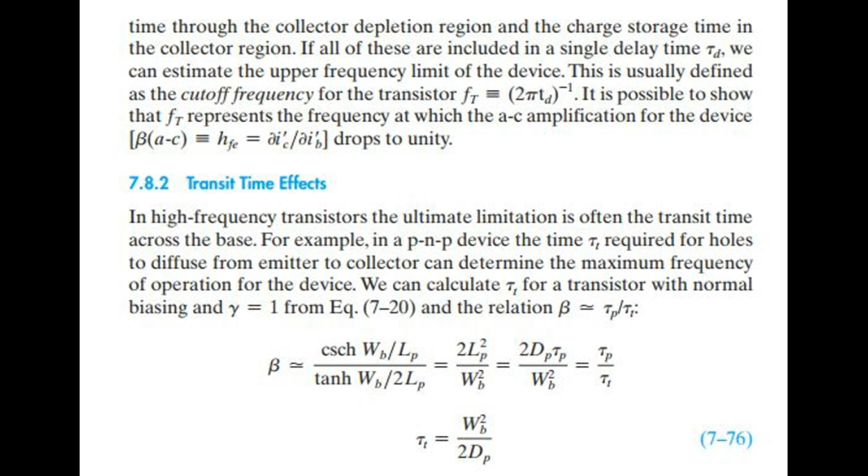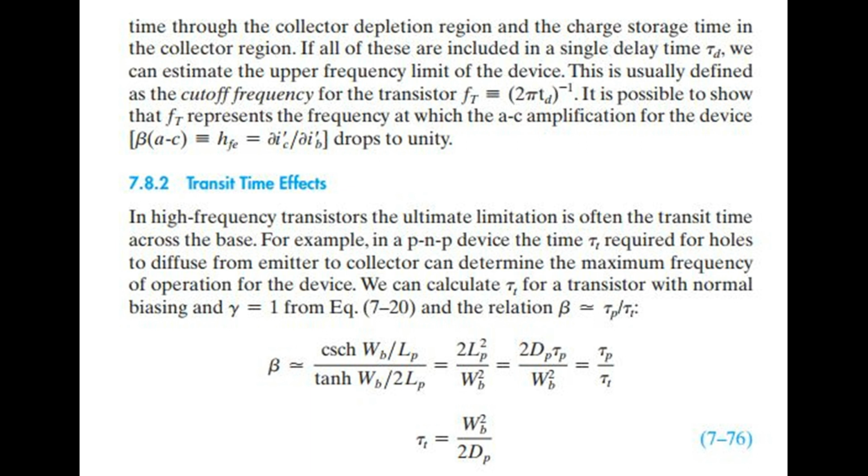If all of these are included in a single delay time Td, we can estimate the upper frequency limit of the device. This is usually defined as the cutoff frequency for the transistor. It is possible to show that f_T represents the frequency at which the AC amplification for the device drops to unity. Transit time effects. In high-frequency transistors the ultimate limitation is often the transit time across the base.